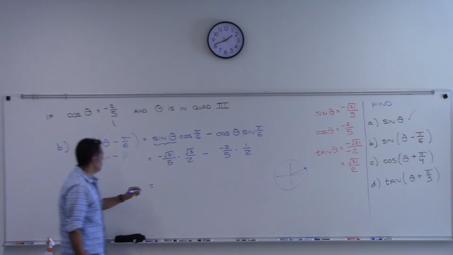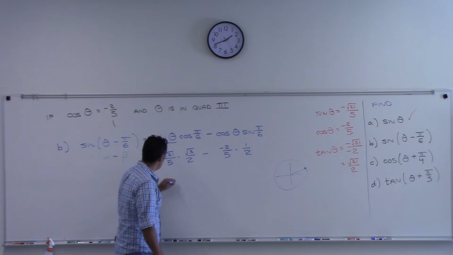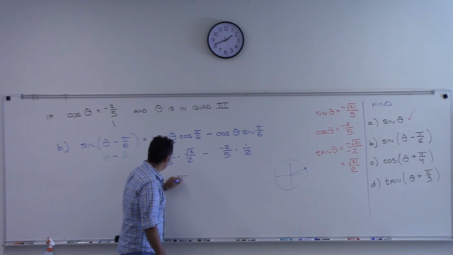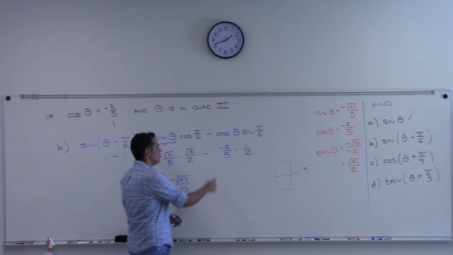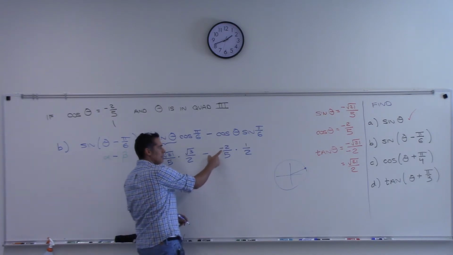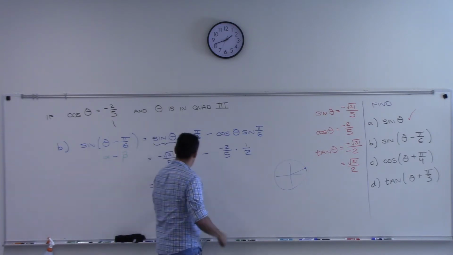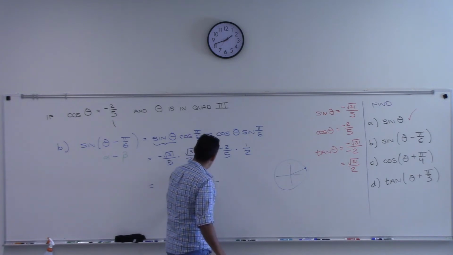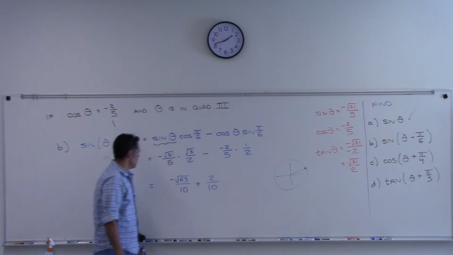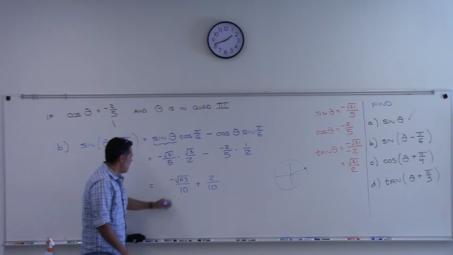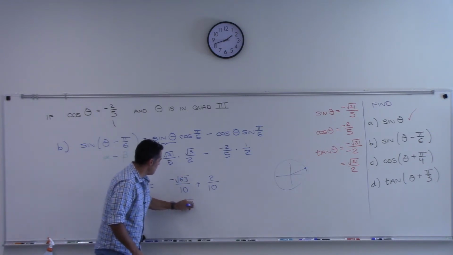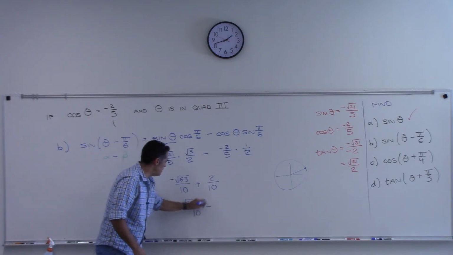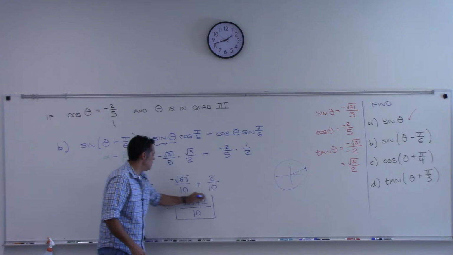So this will be negative root 63 over 10. And then look at this minus minus, see that? I'm going to make that a plus, and that'll be 2 over 10. And I cannot combine those together, so that's going to be negative root 63 plus 2 over the common denominator of 10. That's it.